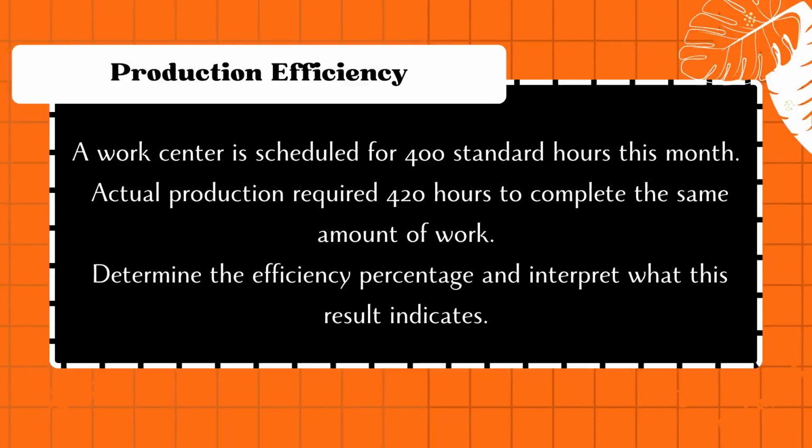Problem 9. Production efficiency. A work center was scheduled to produce 400 standard hours of work this month. In reality, it took 420 hours to complete that same amount of work. What is the efficiency rate of the work center, and what does this result suggest about performance?